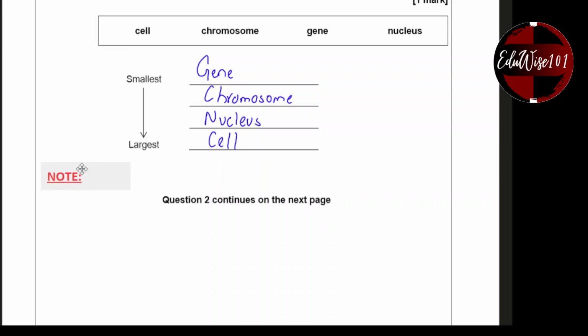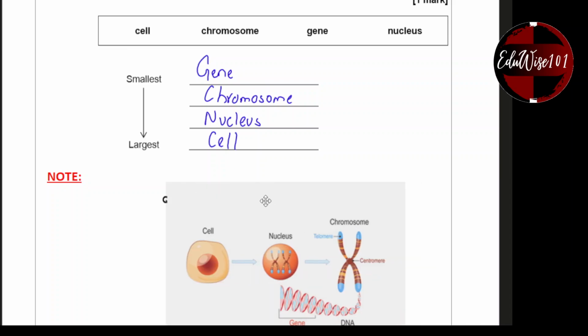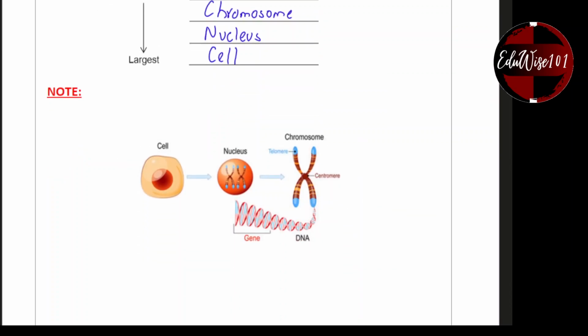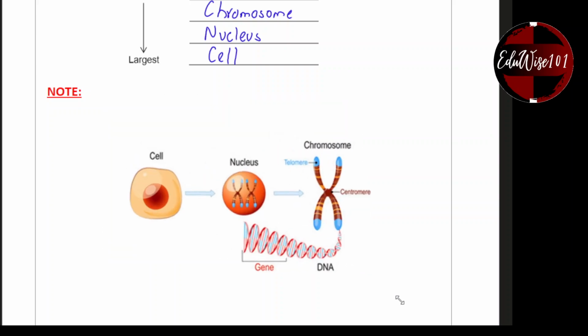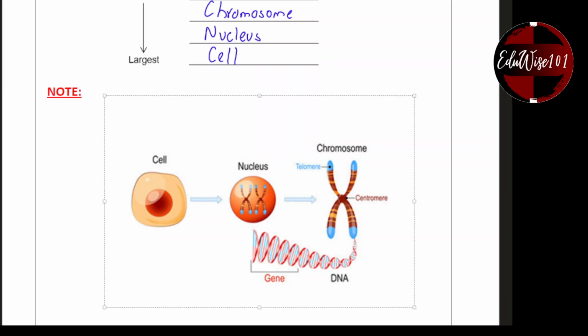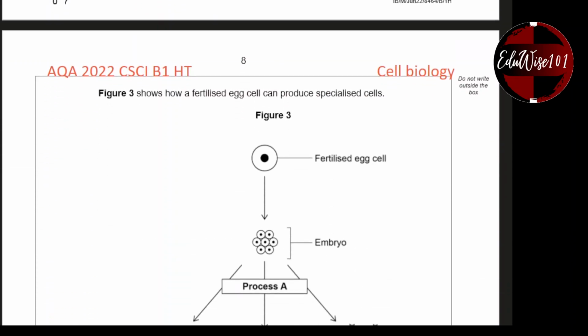So as a quick note, this diagram explains these structures clearly. So you have the gene, which is part of the DNA strand. The DNA strand makes up the chromosome. The chromosomes are found inside the nucleus, and the nucleus is found inside the cell. Make it slightly bigger. There you go. Right, next question.